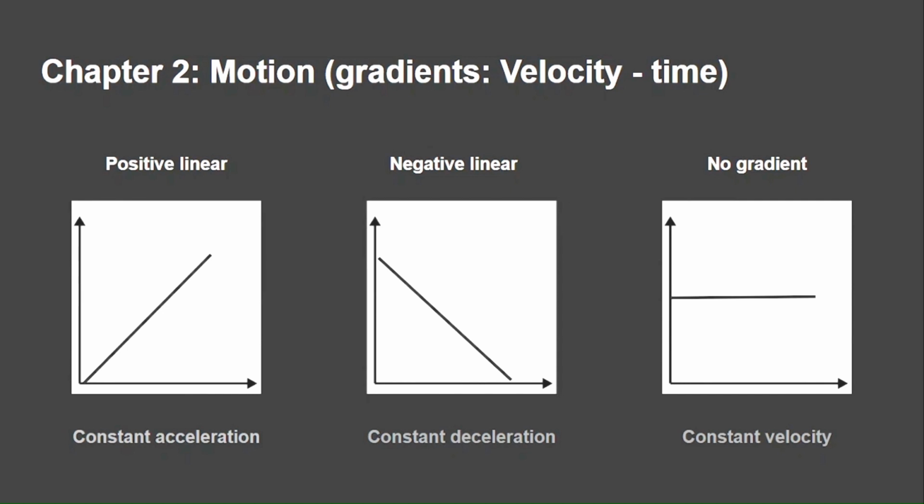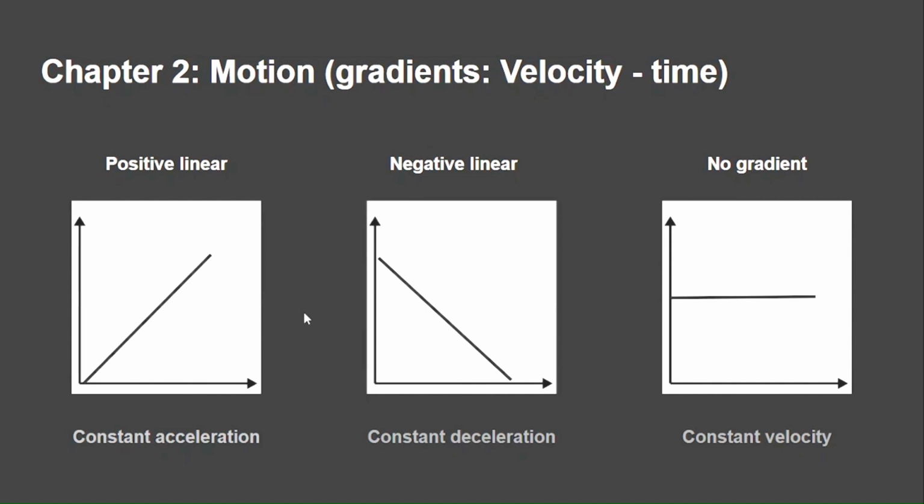And then finally, you've got a no gradient graph. So what I mean by this is, again, if you think about it, your y-axis values are velocity values, your x-axis values are time values. And what we're saying is as time ticks on, you've got a constant value of velocity, which means the object is neither accelerating or decelerating. It's just moving at a constant speed.